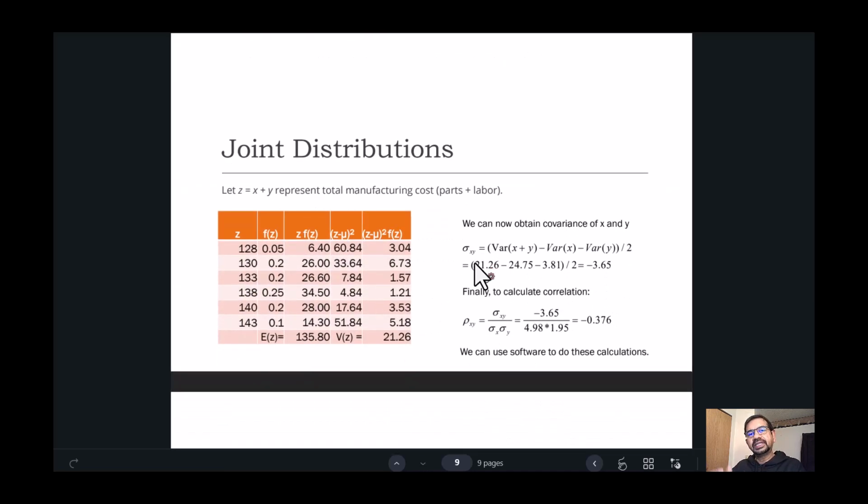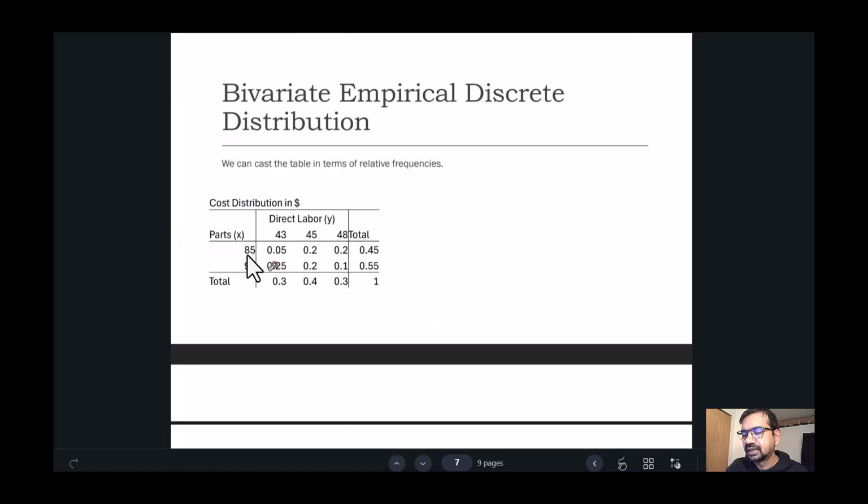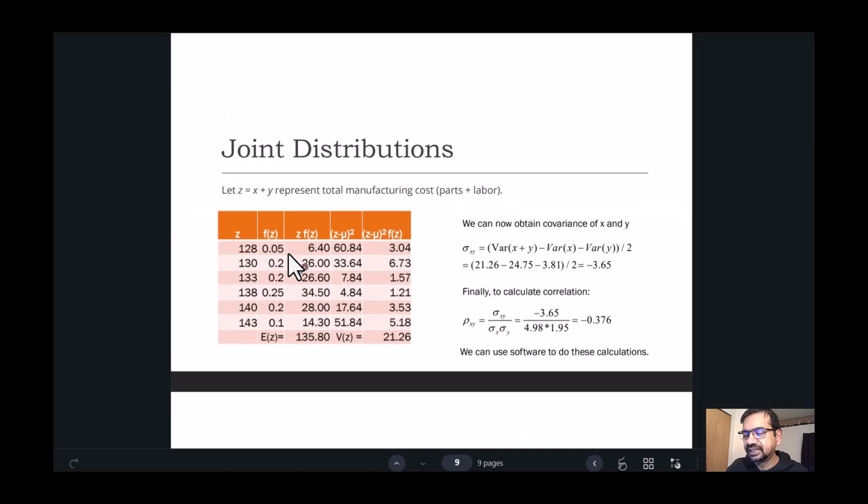So now let's introduce the idea of a joint distribution. Let Z be the total cost, and we said that Z includes parts as well as labor costs. So we had 6 combinations, we add those up, we get these 6 possible cost values. And again, we are just reading off the frequency of each of these. So our cost being $128, the frequency is 0.05.